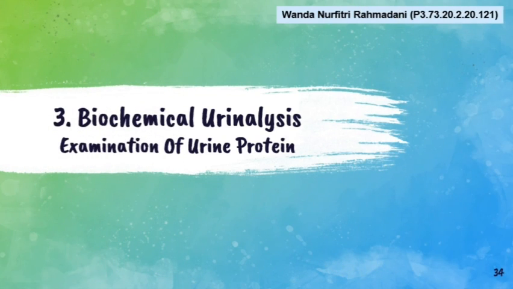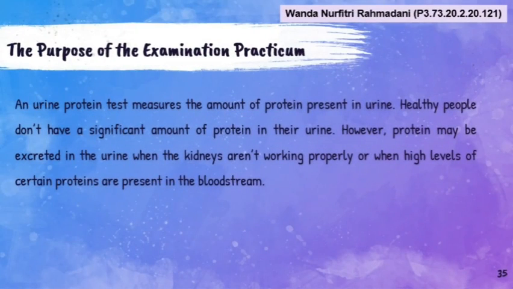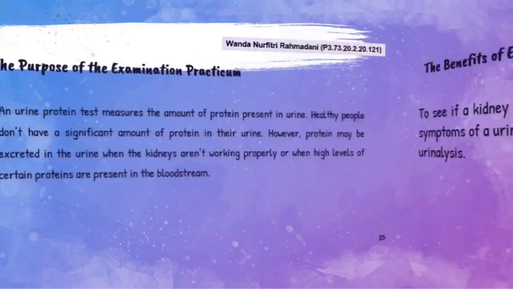3. Biochemical urinalysis examination of urine protein. The purpose of the examination practicum: a urine protein test measures the amount of protein present in urine. Healthy people don't have a significant amount of protein in their urine. However, protein may be excreted in the urine when the kidneys aren't working properly, or when high levels of certain proteins are present in the bloodstream.